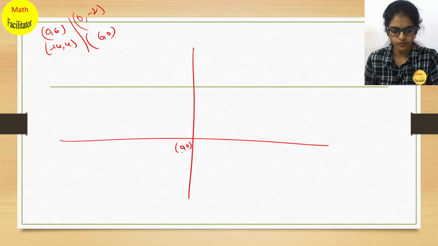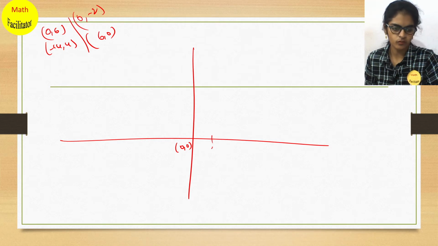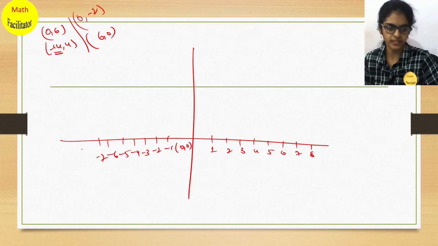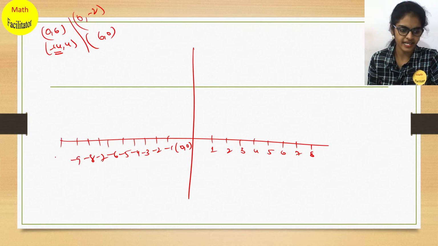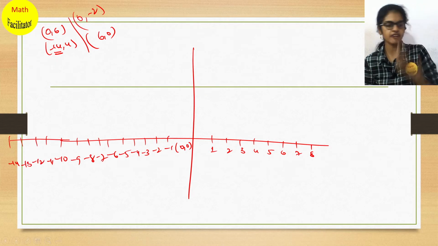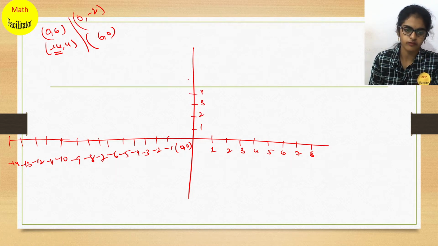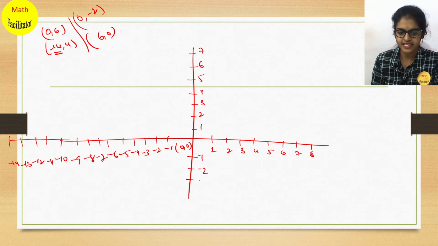This is 0, 0. Let us take this as 1, 2, 3, 4, 5, 6, 7, 8, and minus 1, minus 2, minus 3, minus 4, minus 5, minus 6, minus 7. I need till minus 14. So minus 8, minus 9, minus 10, or you can take 2 units also, minus 11, minus 12, minus 13, minus 14. On a graph paper, the graph will look more beautiful. So this is 1, 2, 3, 4, 5, 6, 7. I have taken the scale on the x-axis and y-axis as 1 unit only.